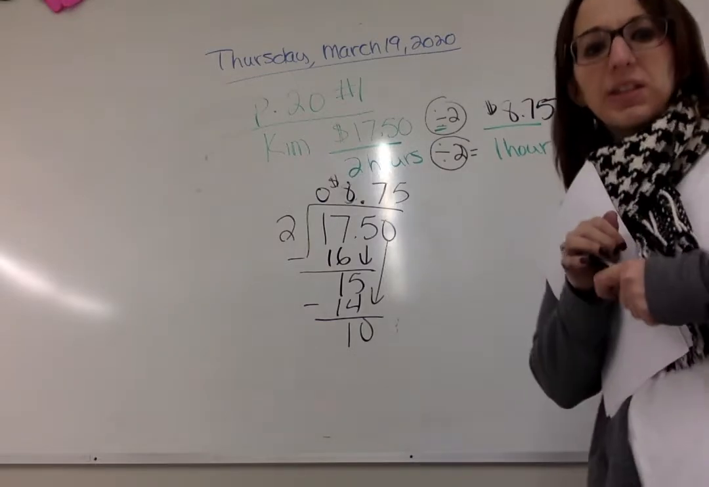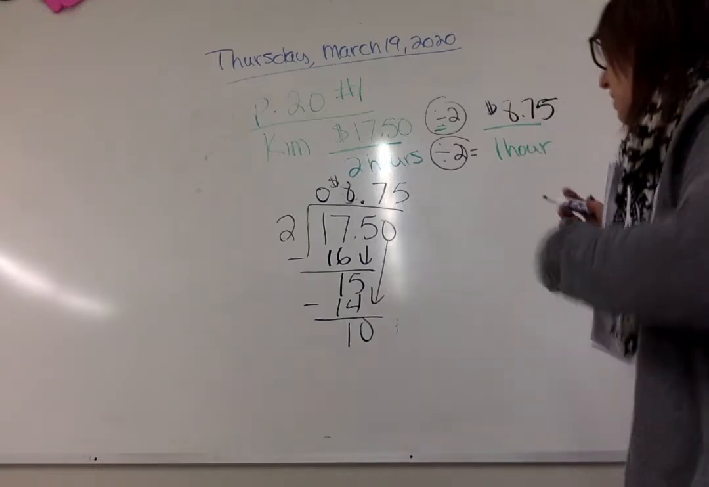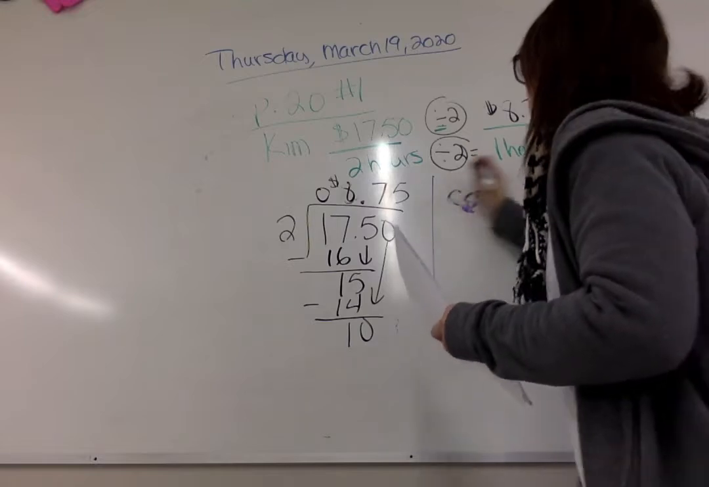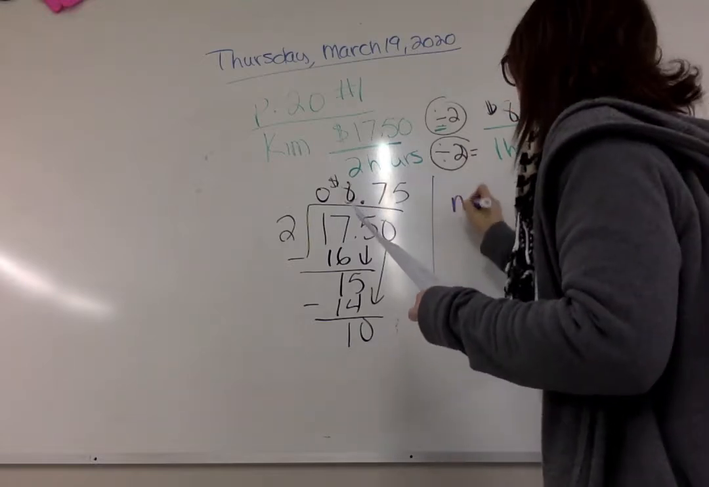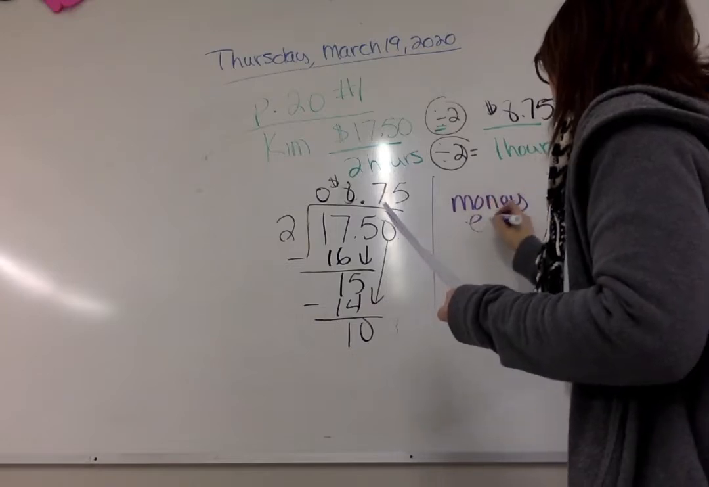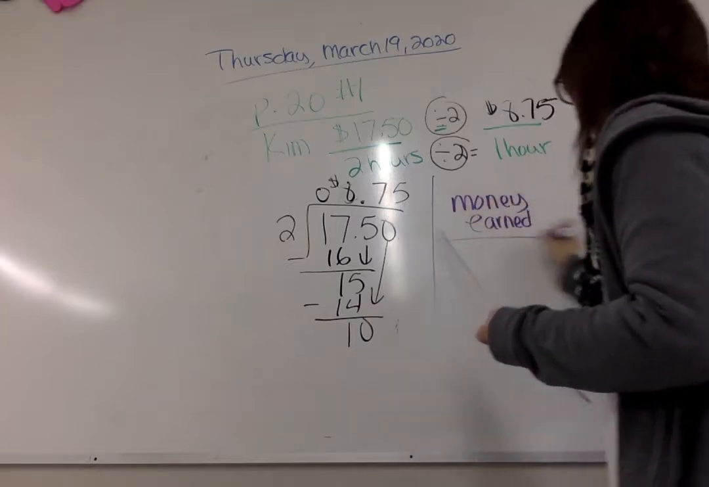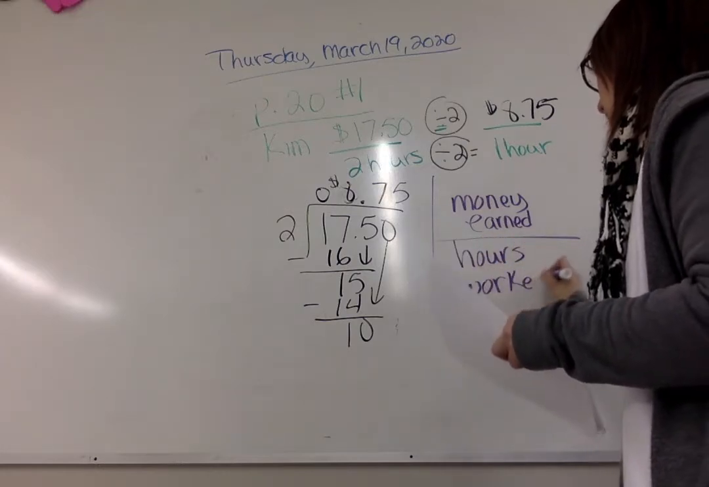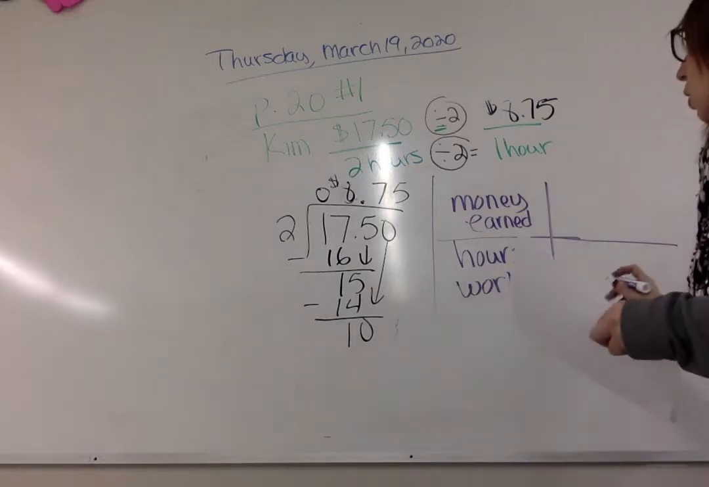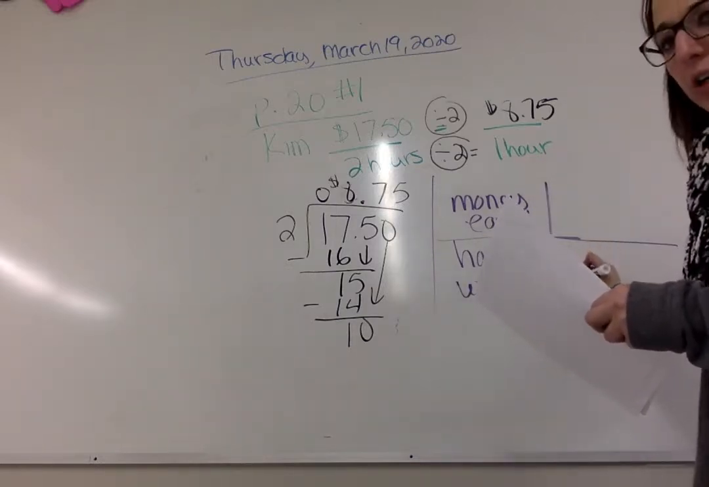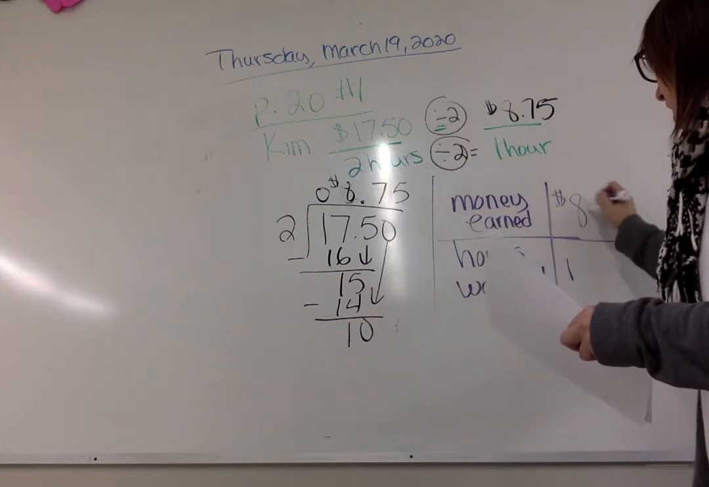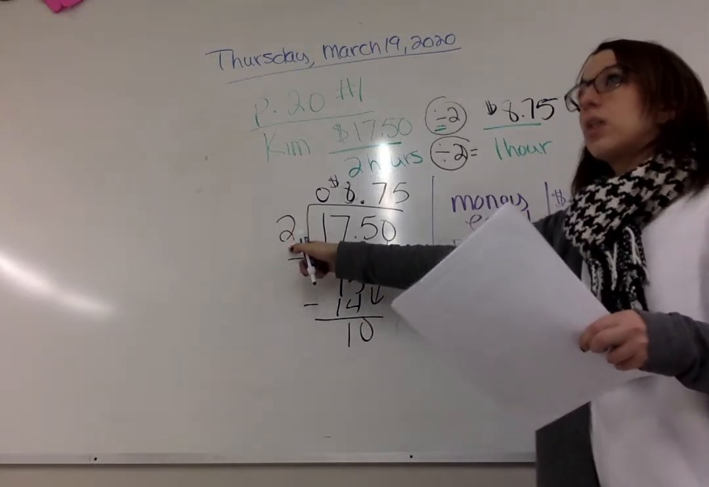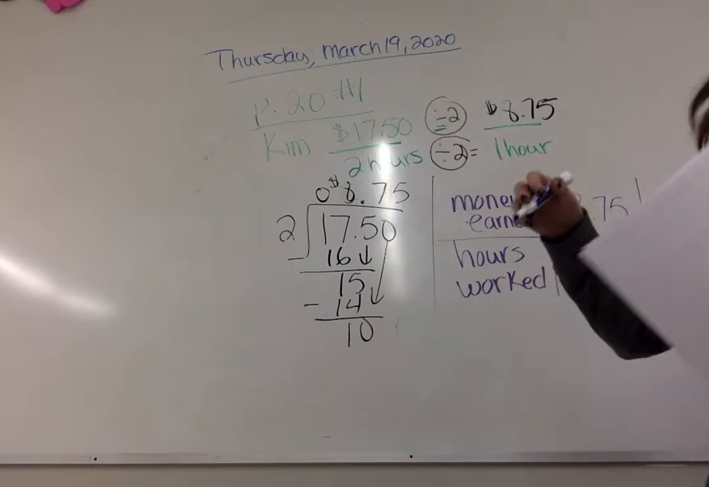Now let me show you what this looks like in a ratio table for those of you that use that, because you could also use that. So I'm comparing money earned by the hours worked. Right? Those are my 2 labels. So now let's fill in. We have 1 hour that I work, I earn $8.75. In 2 hours of work, I make $17.50.